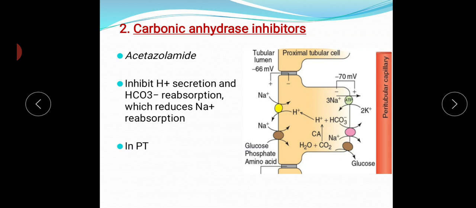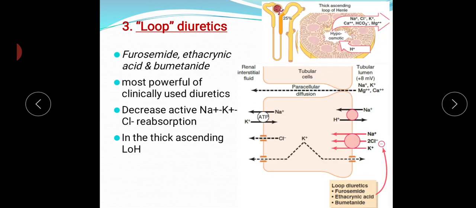So that will increase the osmolarity within the proximal tubule, and secondarily it will prevent the water reabsorption from the proximal tubule as well. In this way, these carbonic anhydrase inhibitors work mainly in the proximal tubule. The most important example of these is acetazolamide, where they inhibit the H plus secretion and prevent the HCO3 reabsorption, so reducing the sodium reabsorption.